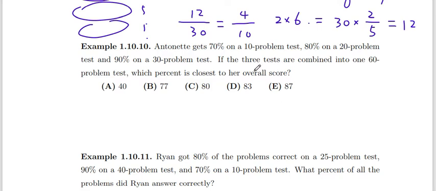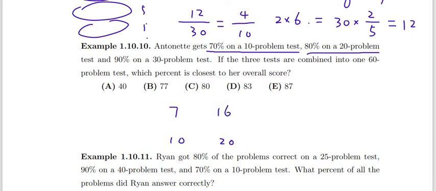Okay, so this one, a student took 3 tests. He got 70% on a 10 problem test. So from the 10 problem test, he got 7 problems correct, right? 7 out of 10. For the second one, we have 20 questions, 80%, so 16 correct, right?